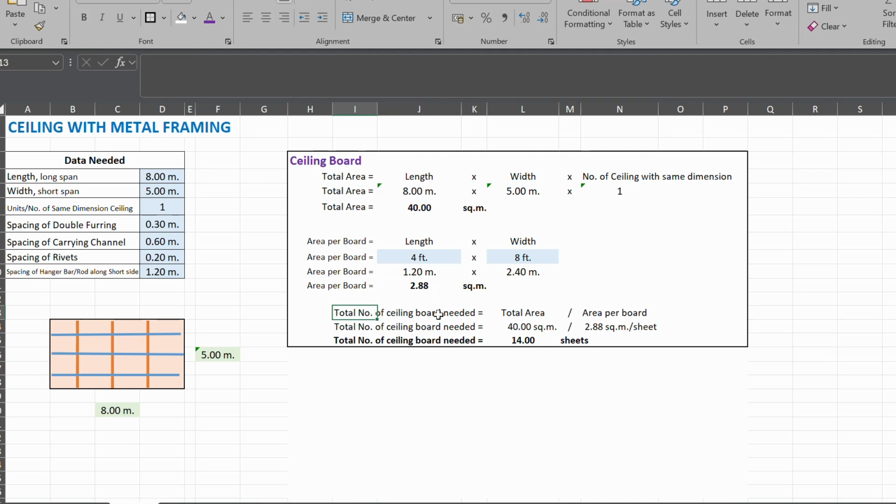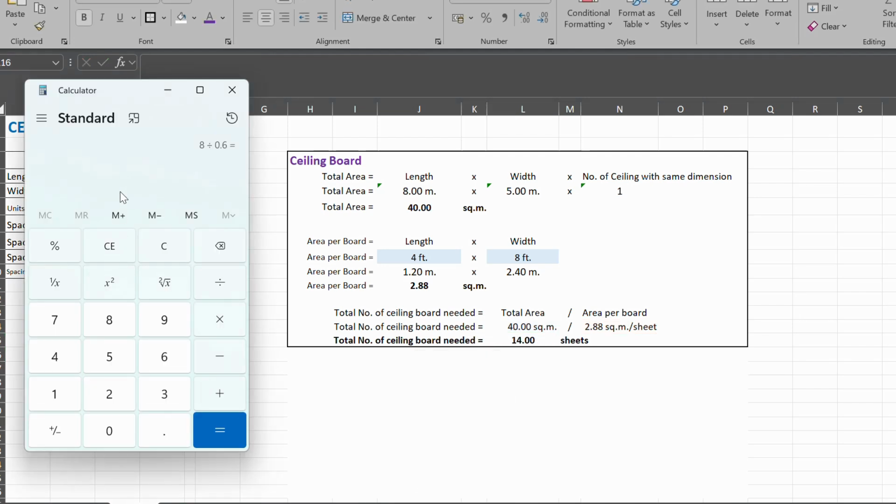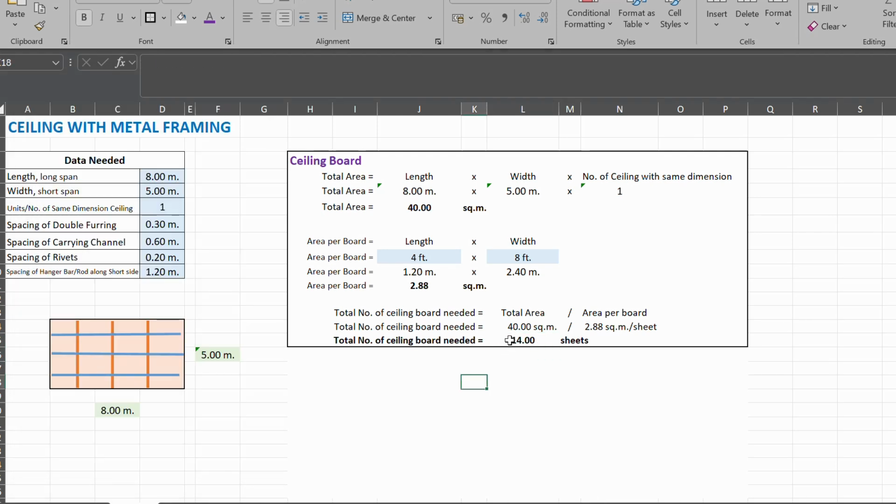So total number of ceiling boards needed. So for this 40 square meters, ilang sheets ng board na kailangan natin if we have 2.88 square meters per sheet. So 40 divided by 2.88. So here, nag-round up lang. 40 divided by 2.88 is 13.88, and then rounded up, it's 14 sheets, whatever you use.